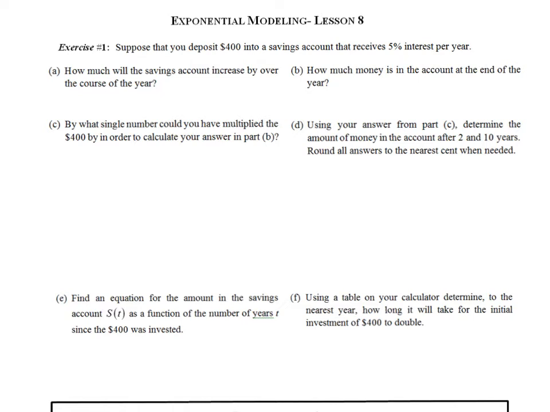So remember that we're starting with our $400. Because we know that our savings account is receiving 5% interest, we're going to multiply our initial investment, 400, times 5%. But it's important to remember that we need to convert 5% over to a decimal. So 5% as a decimal should be 0.05. Remember that from your percents way back in middle school. So 400 times 0.05 tells us that our account will increase by $20 each year.